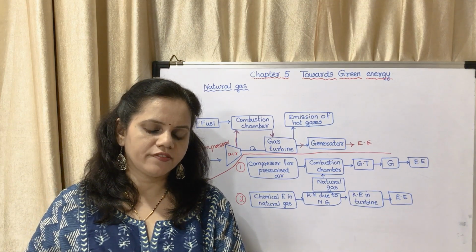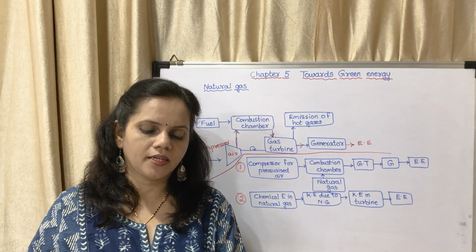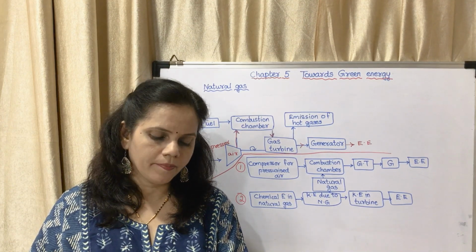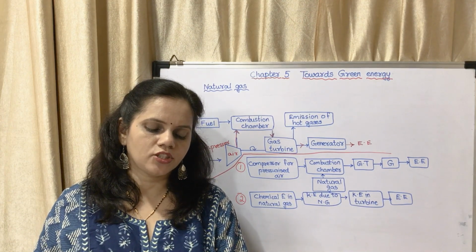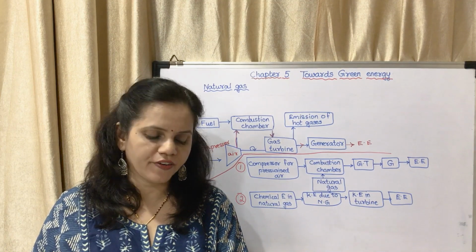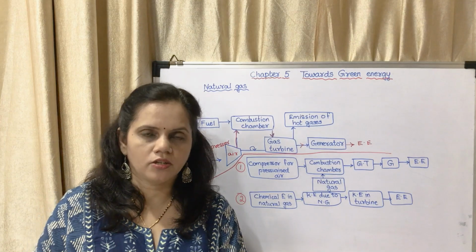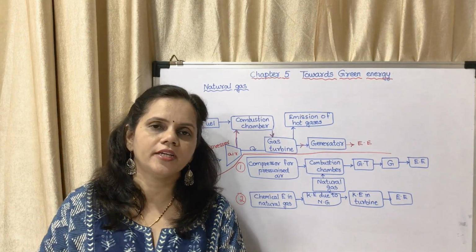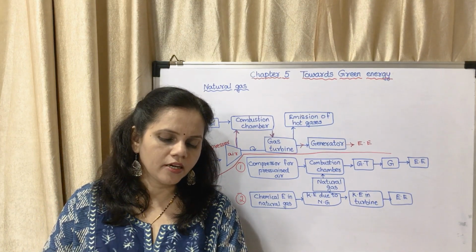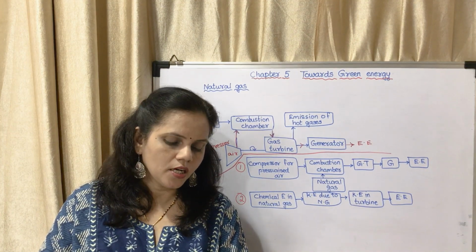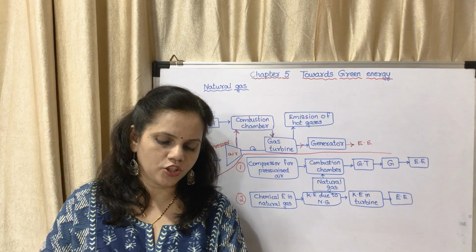The efficiency of this type of power generation plant is higher than that of a power generation plant based on coal. Moreover, since natural gas does not contain sulfur, burning of natural gas results in less pollution. That is a very important point. Burning of natural gas produces less sulfur, so it results in less pollution.